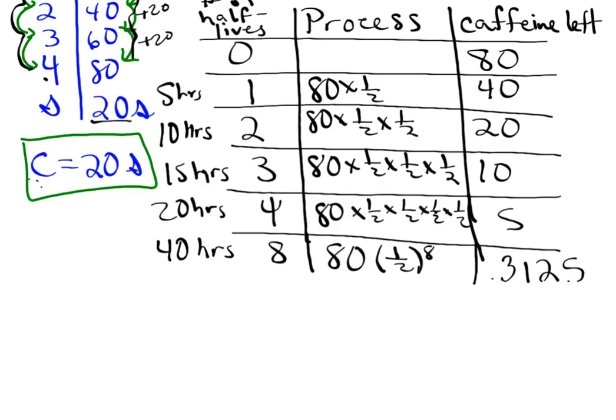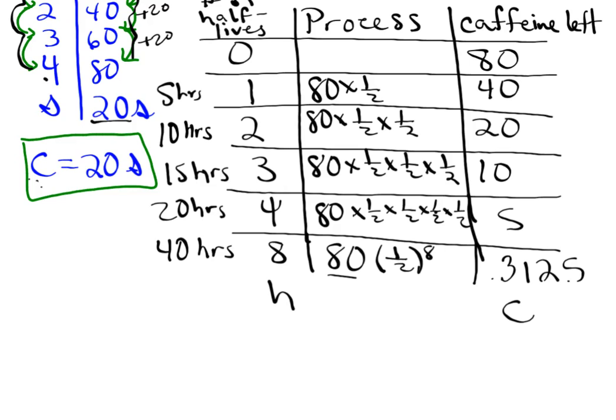The half-lives is changing. What else is changing? The caffeine level. What's staying the same? The 80. And kind of the 1/2. But what's changing about the 1/2 is... how do I decide how many of them I need?